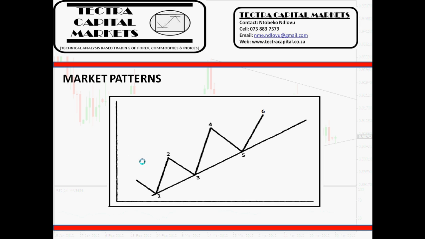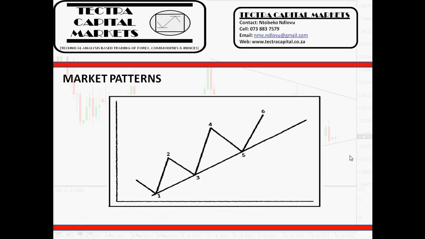Now, when we say that technical analysis involves looking for patterns and analyzing those patterns in order to enable you to make a profit, this is more or less what we mean. This is the first of those patterns that we're going to look at.